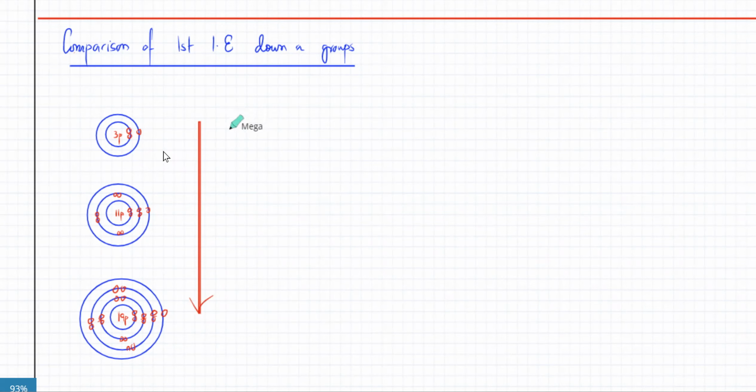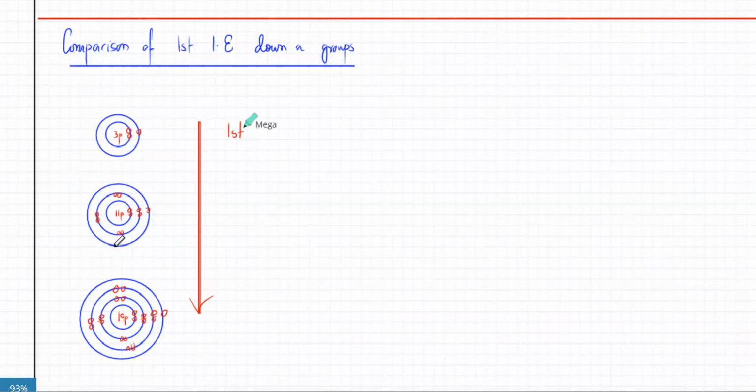It would be the hardest for the first one. Why? Because the electron is very close to the nucleus, so the distance is very small.